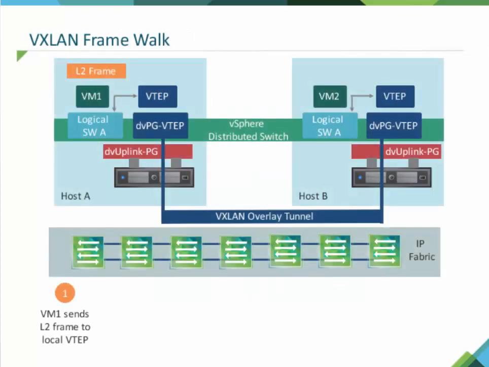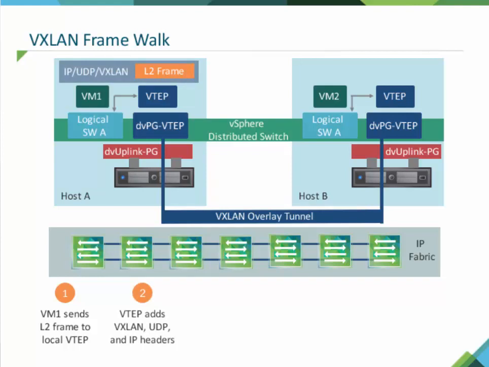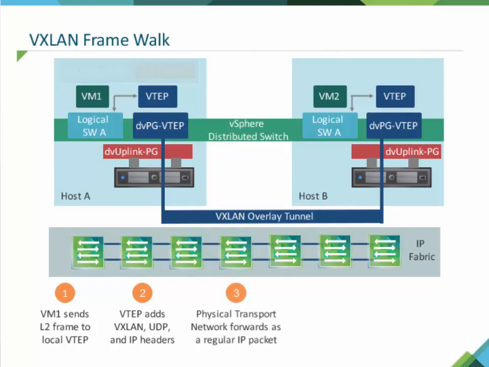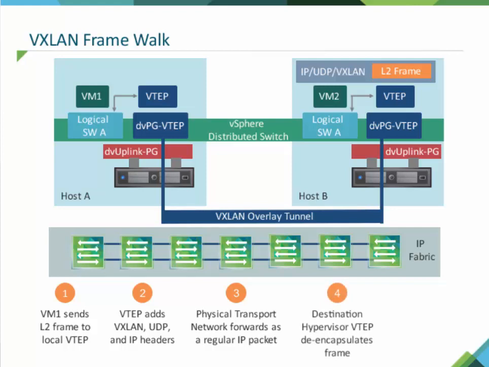VM1 sends standard Ethernet frames to the local VTEP on host A. The VTEP adds VXLAN, UDP, and IP headers to the original Ethernet frame. The physical transport network forwards it as a regular IP packet. The destination VTEP de-encapsulates the frame and sends the original Ethernet frame to its destination, which is VM2.